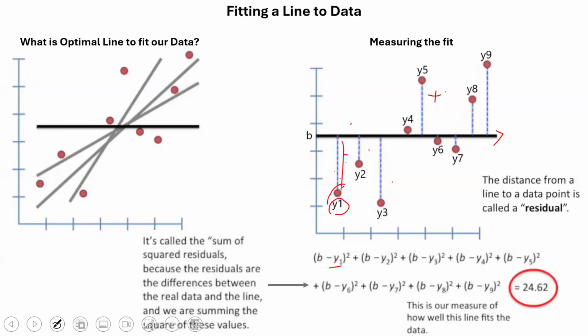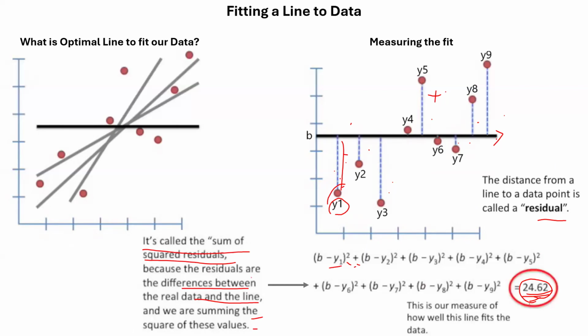Similarly, we calculate the residual for every data point and square that and sum that, and you will get some value. This is the sum of squared residuals. The residual is the distance from the line to the data point. And here what you have done, you have squared the residual and then taken the sum. So it is called the sum of the squared residuals because the residuals are the difference between the real data and the line, and we are summing up the squares of these values. So that is the reason this is called the sum of squared residuals.